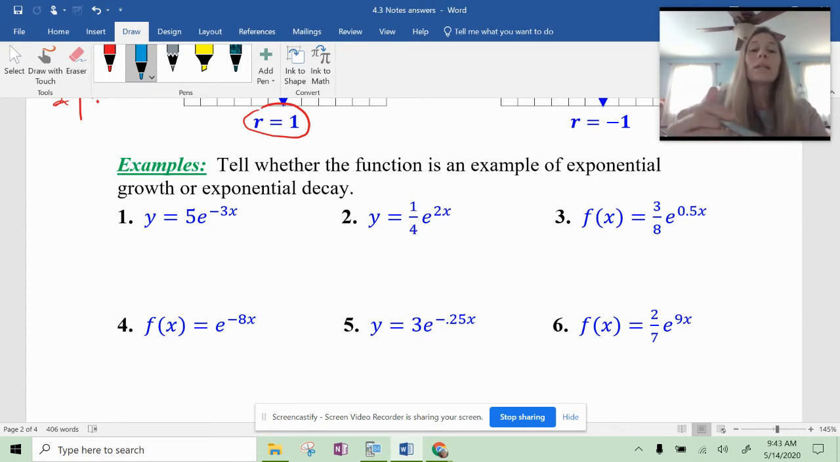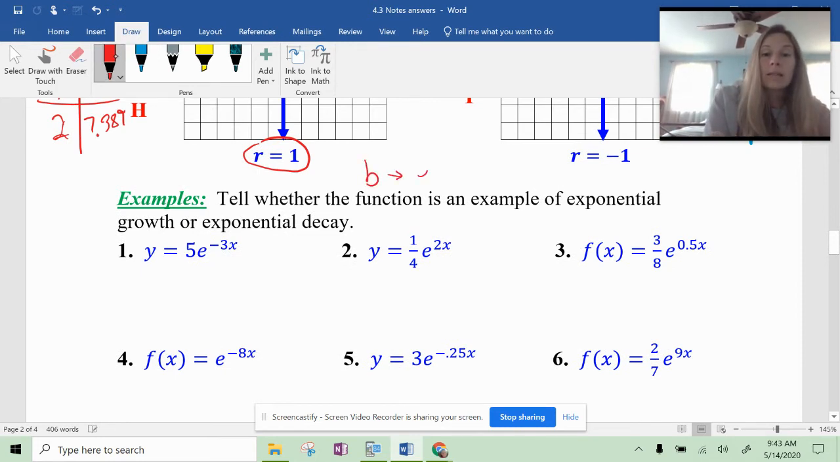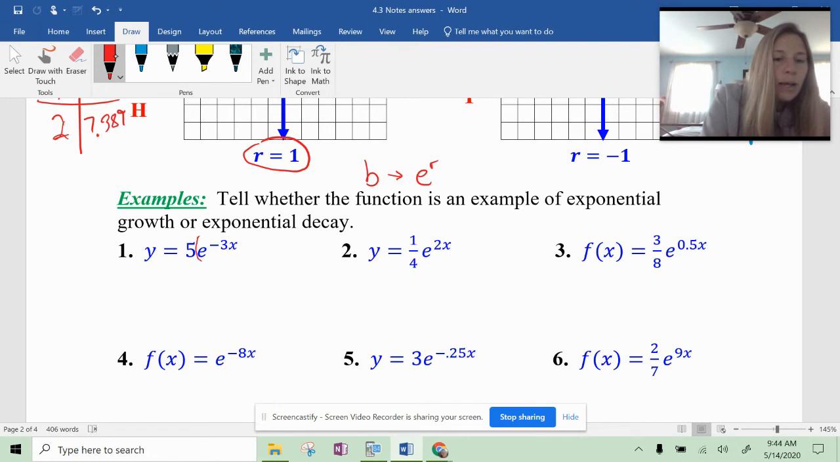So now we're really just focusing on that b value, which in this case is the e to the r. Okay, so if that e raised to r is a positive, and you'll know that because it's a positive exponent, or it's greater than 1, the b value, then you know it's going to be growth. If that r value is negative, then your b will be between 0 and 1, it will be decay. So that's really all you need to look at. So I'm just going to put that in parentheses.